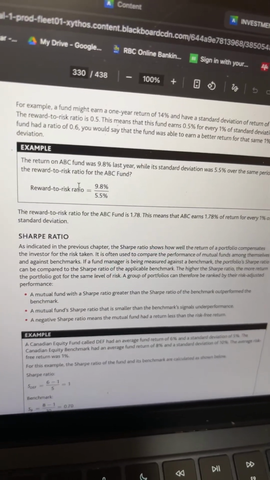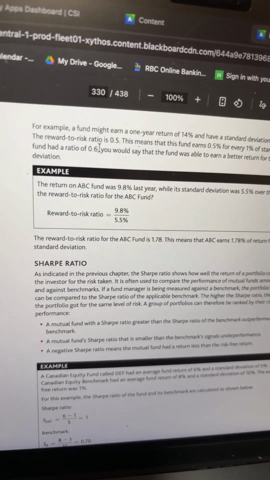Yep. Reward to risk ratio. Calculating ratios.